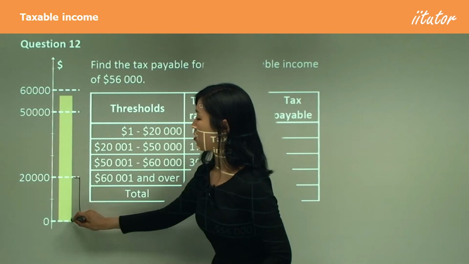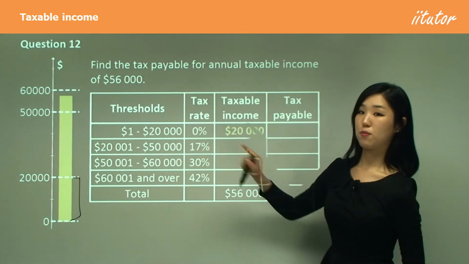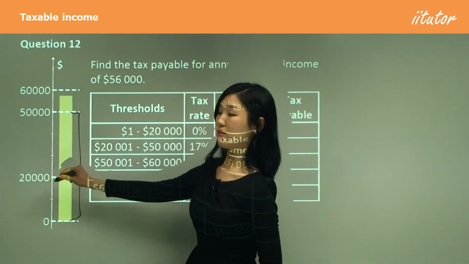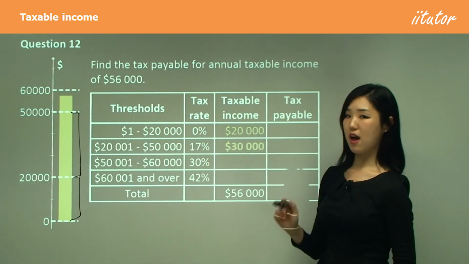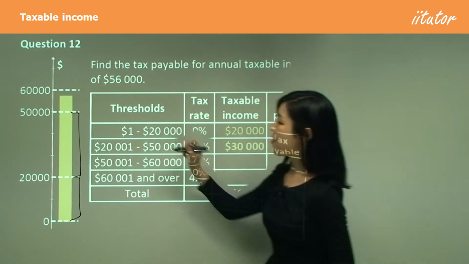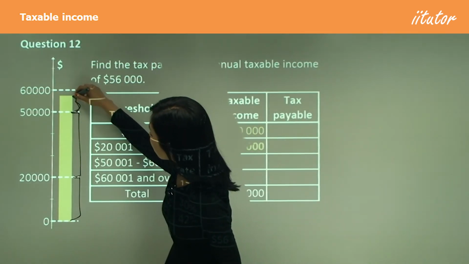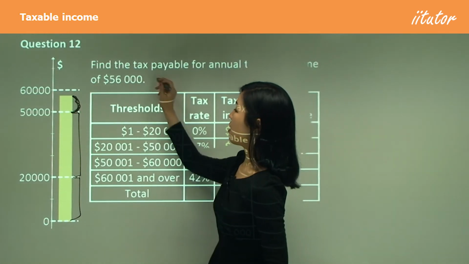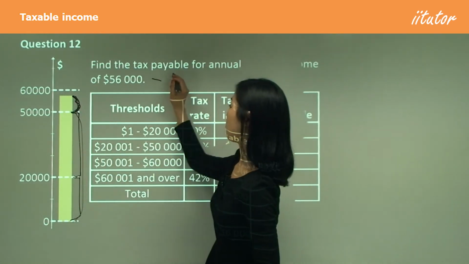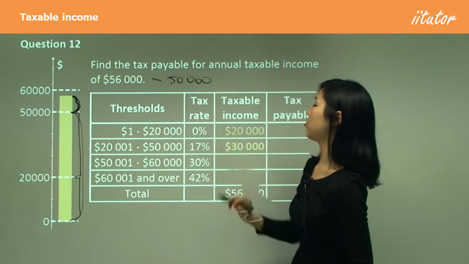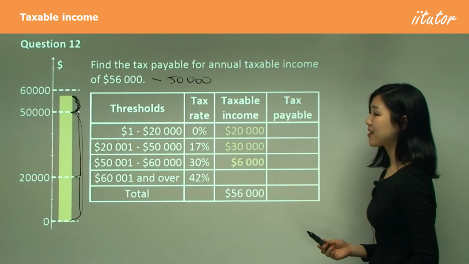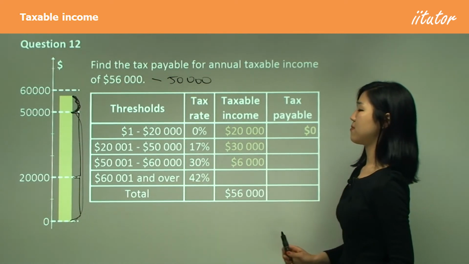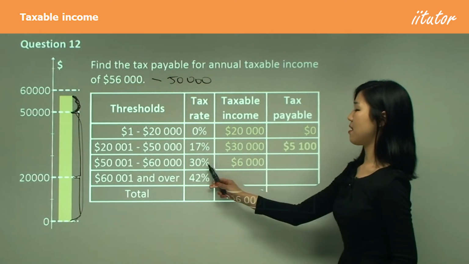This much, $20,000, 0%. This much, which is $50,000 minus the $20,000, the difference, which is $30,000, 17%. And then how do we calculate this much? We do $56,000 minus all of this, which is $50,000, which is $6,000. Now we calculate the individual tax. So that times that is 0, 30,000 times 17% is that times that is that.